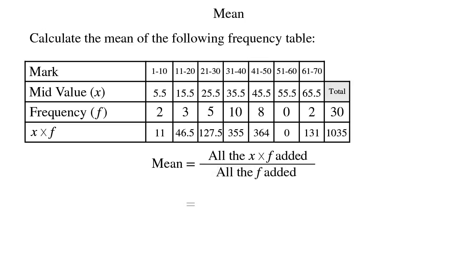So, to work out our mean, or in this case an estimate of the mean, we need to divide 1035 by 30, and that gives us 34.5. So our estimated mean mark is 34.5. It's an estimated mean because we've been using mid values.